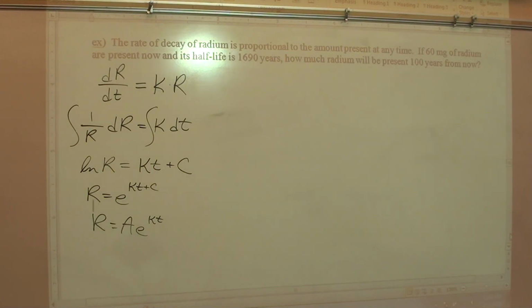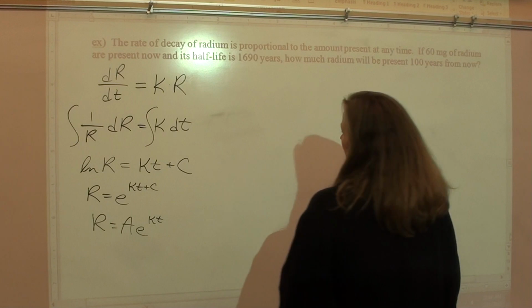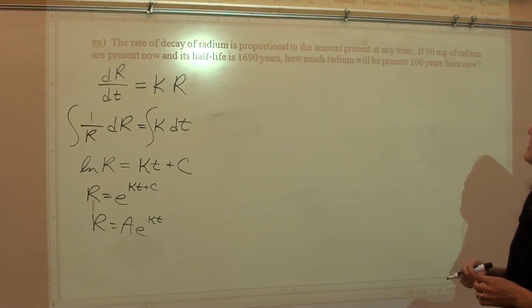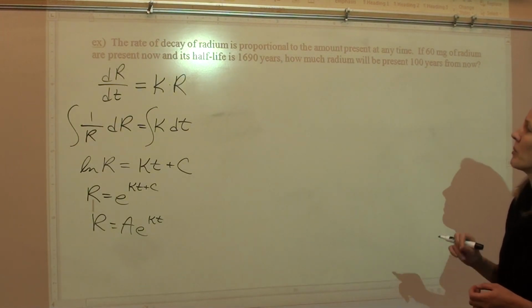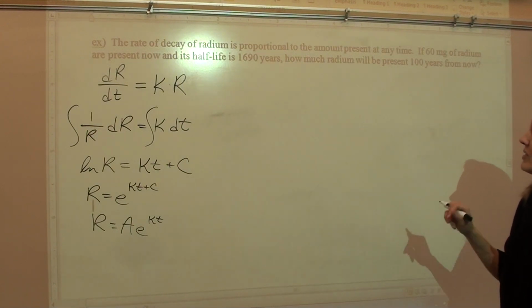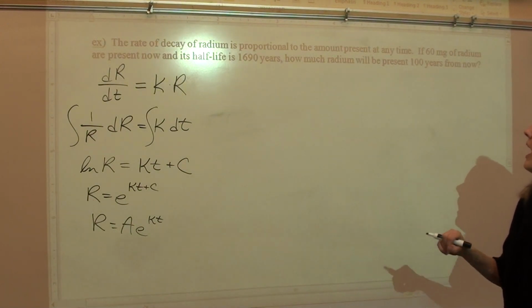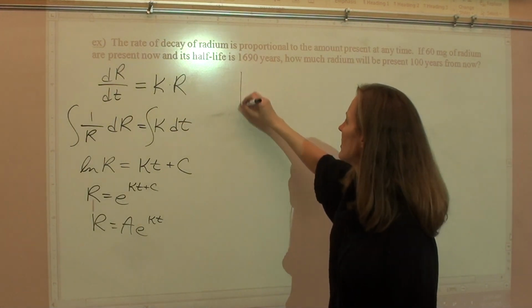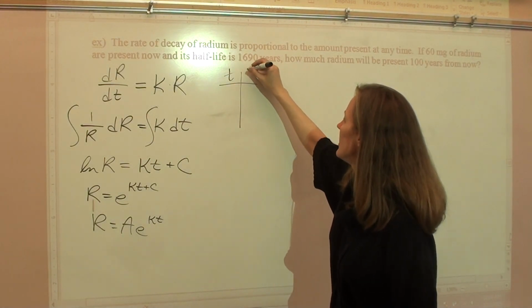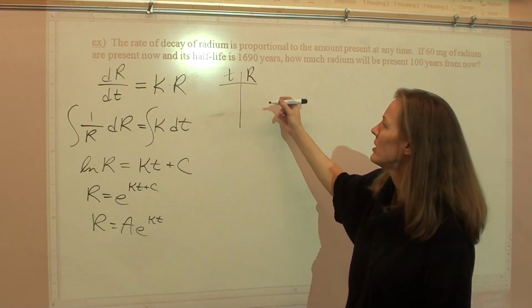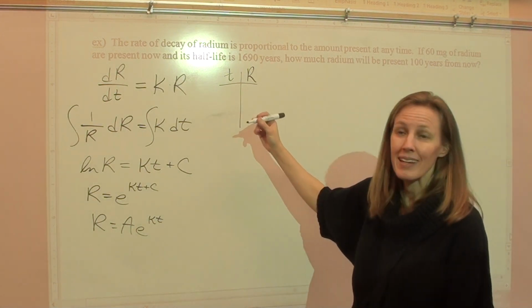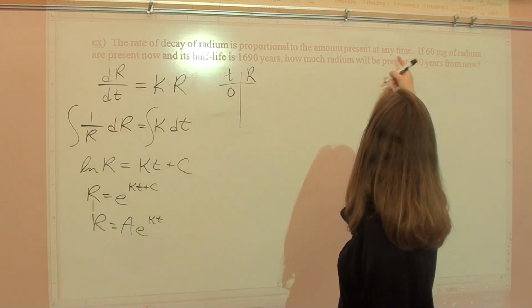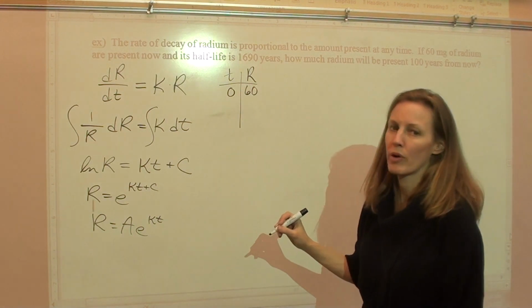Is that okay? No questions? Alright. Let's move on now. If 60 milligrams of radium are present now, and the half-life is 1,690 years, how much radium will be present 100 years from now? Alright, so I'm going to make a little T-R chart here. So what time should I use for now? 0. So at time 0, we have 60 milligrams.